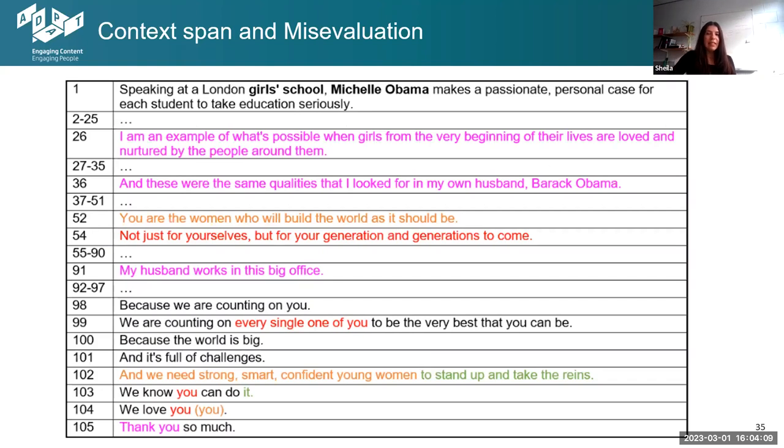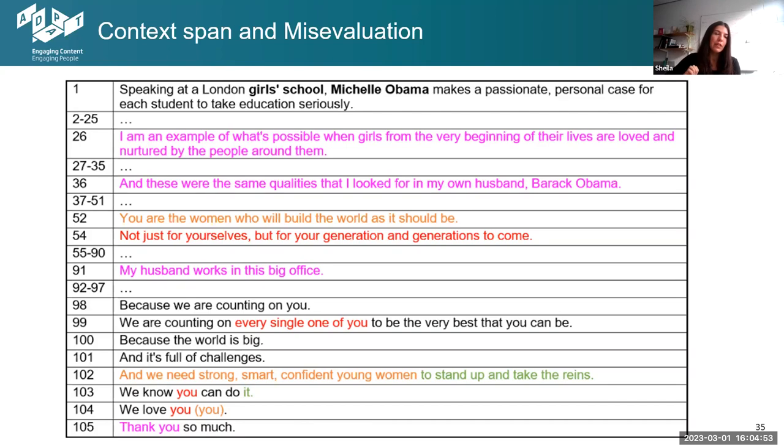So here I have an example of the context span needed to solve gender for this translation in Portuguese. And the number, gender and number, sorry. If you look at sentences 104 and 105 there, the parts in pink relate to the gender of the speaker. The red parts relate to the grammatical number of you, if it's singular or plural. The orange parts relate to the gender of you, the pronoun you. And the green parts relate to the resolution of it.